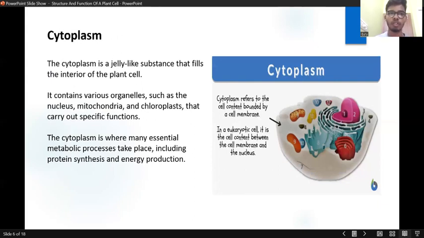Next we will move on to the cytoplasm. The cytoplasm is a jelly-like substance that fills the interior of the plant cell, and it contains various organelles such as the nucleus, mitochondria, and chloroplasts that carry out these functions. The cytoplasm is where many essential metabolic processes take place, including protein synthesis and energy production.